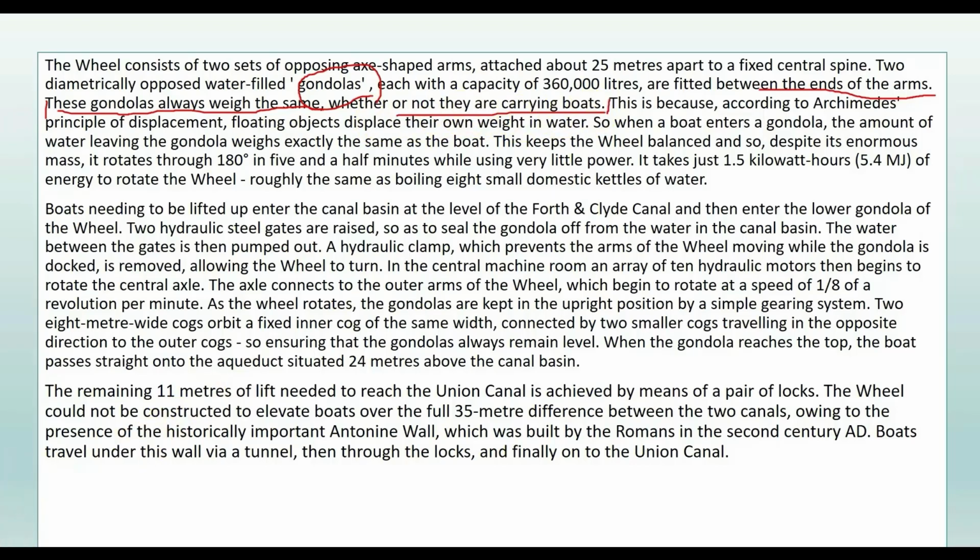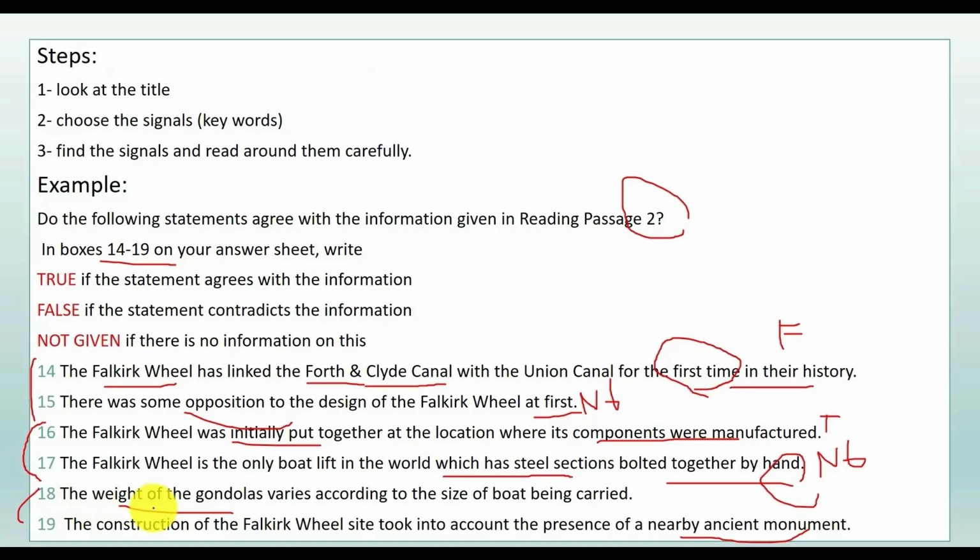Now, let's go back to question 18. The weight of the gondolas varies. No, it doesn't vary. It's the same. And as a result, this is false. Now, let's go back to our last question. It's about a monument.